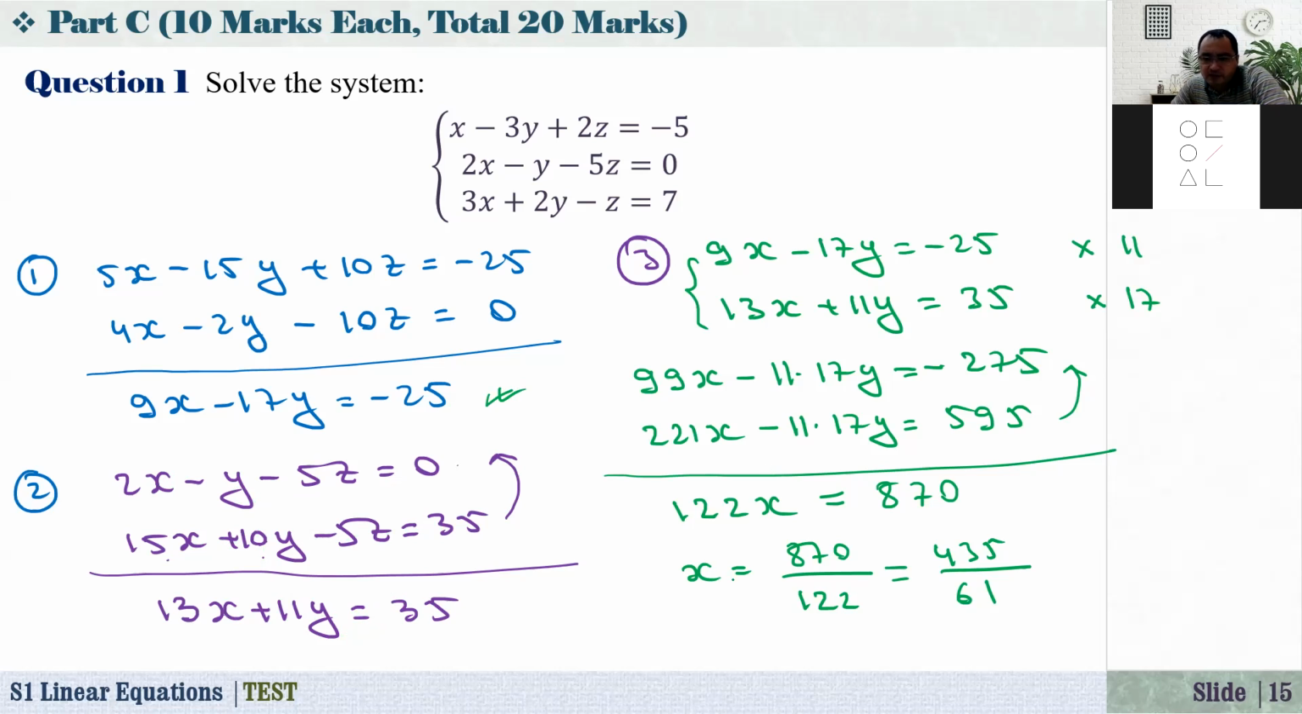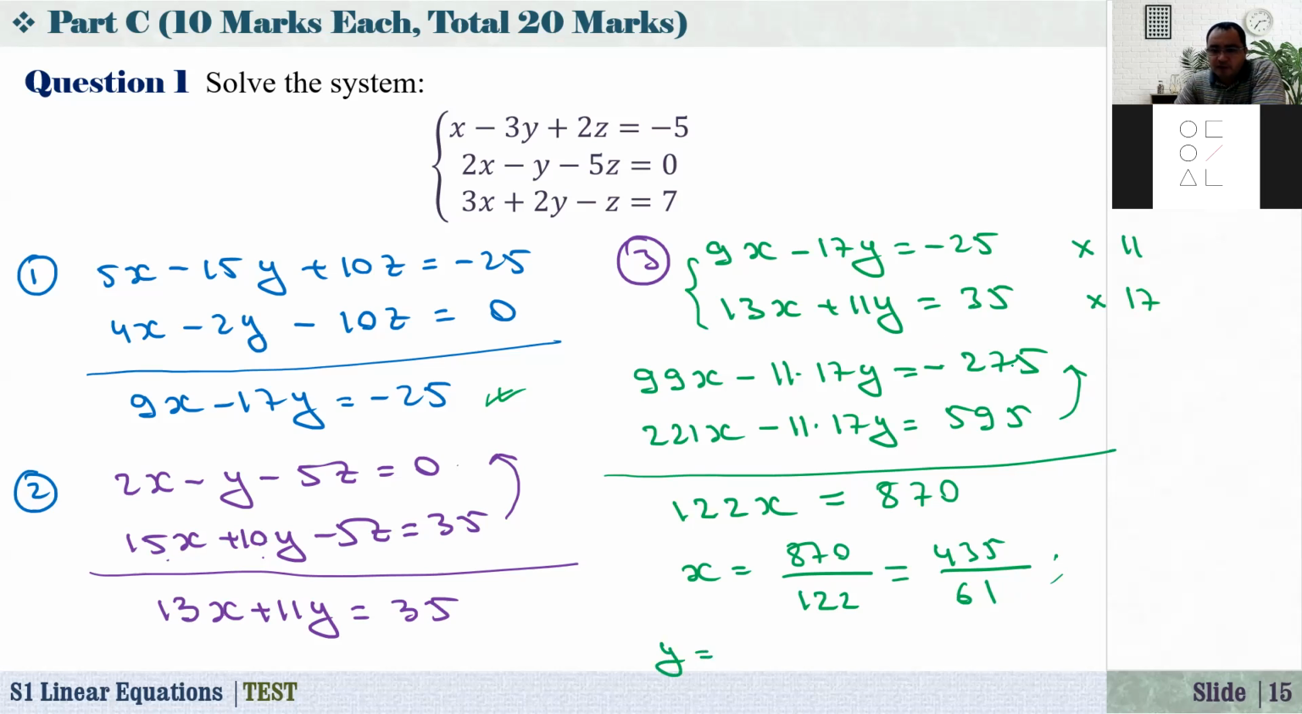I don't see any mistake here, so we have this fraction. Now we need to find y. Where can we find y? I can just substitute into this equation, 9x minus 71, or the second one. Which one is easier?